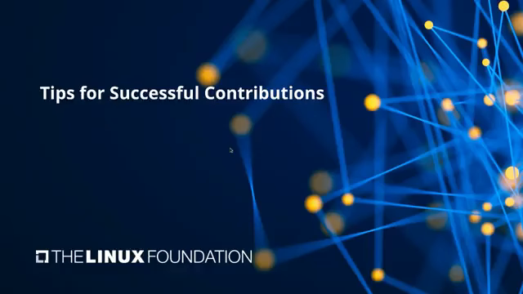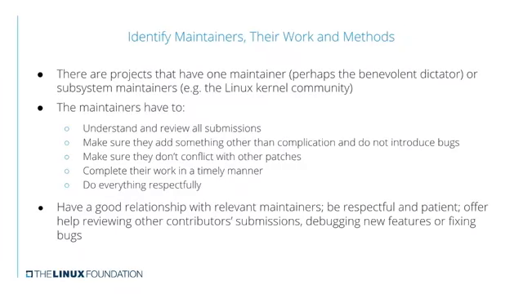Let's continue in this lesson and giving some tips for working successfully in an open source project. First of all, identify the maintainers, the leadership. Study their work and how they operate. There may be just one basic maintainer, perhaps a so-called benevolent dictator. More likely, there are also subsystem maintainers that handle certain key components. The Linux kernel is a good model for how that might work.